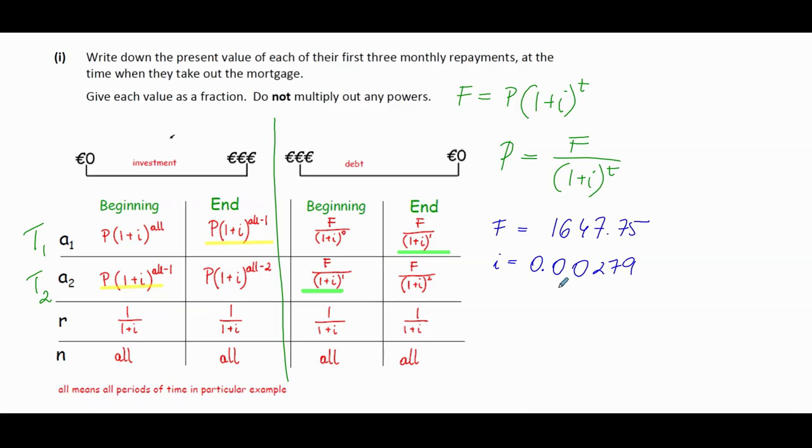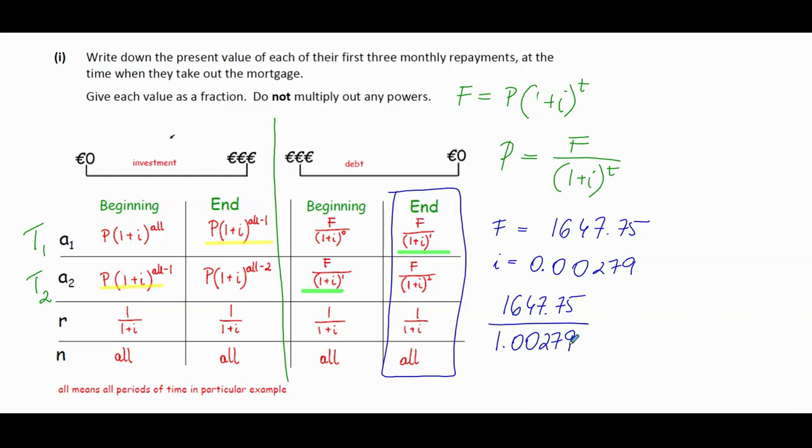And then T has to do with the period. So here we are looking at this part of our table. So first term will be what? On top of the fraction, 1647.75 divided by 1 plus the interest rate. So it will be 1.00279. And that first term will be to the power of 1 because it's only for 1 month. After 1 month, they are repaying it.